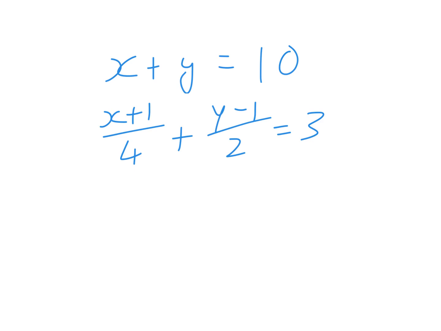So our question has two equations: x plus y is equal to 10, and this less friendly looking equation, x plus 1 over 4 plus y minus 1 over 2 is equal to 3. So fractions really are not our friend in algebra, unfortunately. So what we're going to try and do is rewrite this second equation in such a way that we don't have to deal with the fractions anymore. So I'm going to do this over to the side as rough work.